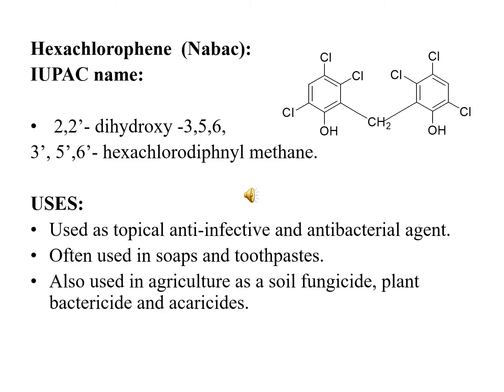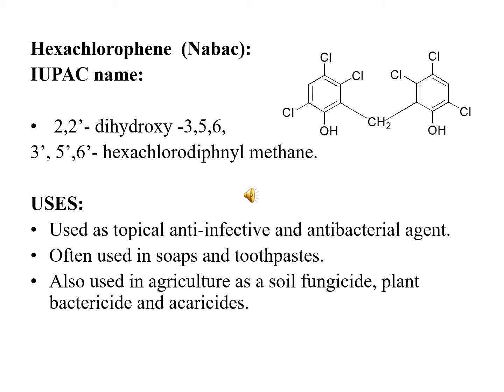Then we come to the next phenol derivative, hexachlorophene. The brand name is Nabec, and in the market it mostly comes under that name. The structure contains 2 benzene rings with hydroxy groups, or two phenol rings, connected by a CH2 methylene group. Each benzene ring contains 3 chlorine atoms.